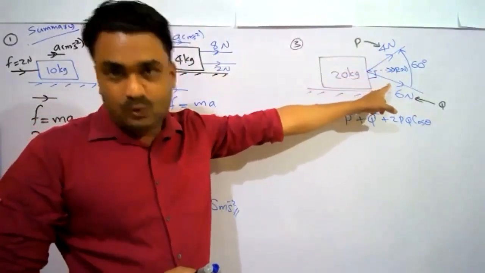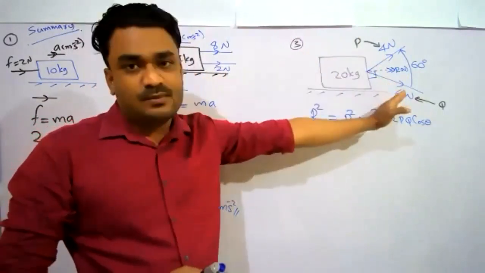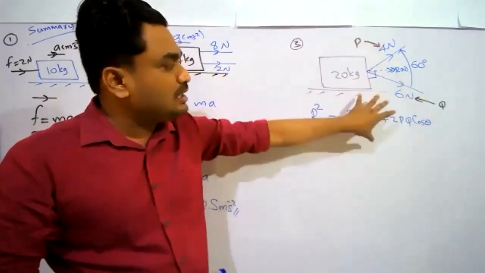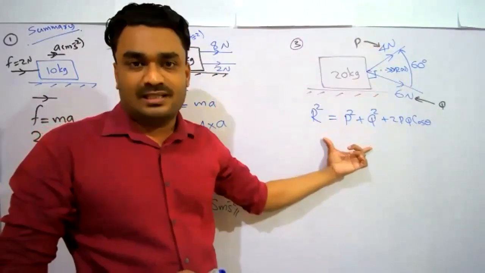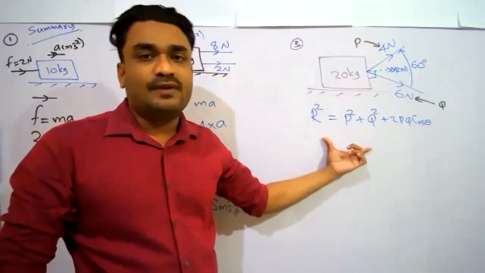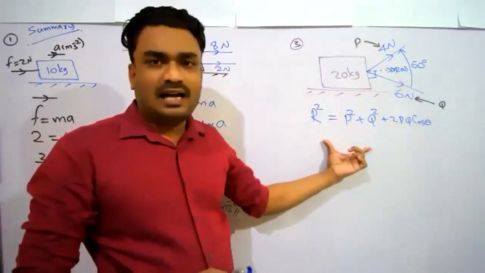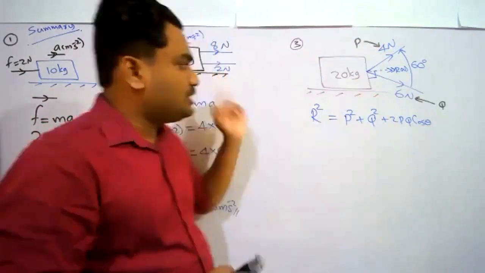They are not parallel to each other. They are not acting on the same straight line. So we use a special theory to find the resultant force. That is known as the parallelogram theorem of vector addition. That's what I have said. I think earlier my voice was not clear. I have changed it now.